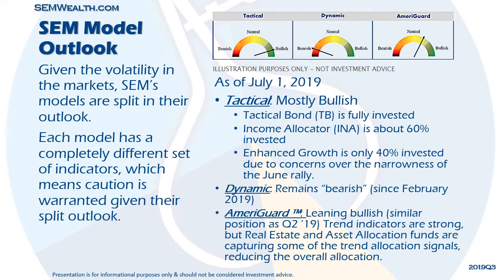But what's fascinating is the tactical, especially the bonds, are mostly bullish going into the third quarter. Our dynamic models are bearish, as they've remained since February of 2019. And then our Ameriguard is sort of neutral. It's actually leaning bullish, but the underlying investments have taken some stock exposure off the table, particularly a big chunk of Ameriguard is in real estate, as well as some asset allocation funds. So even on the growth side, we have some bonds mixed in there to give Ameriguard a different flavor.